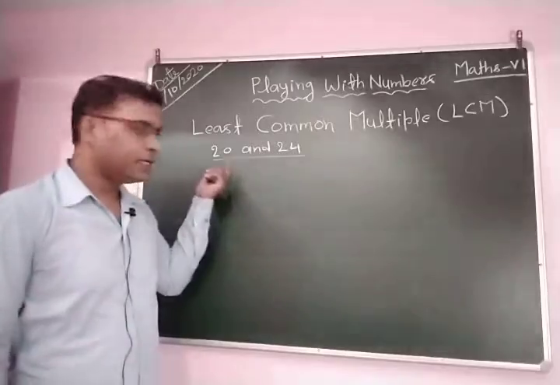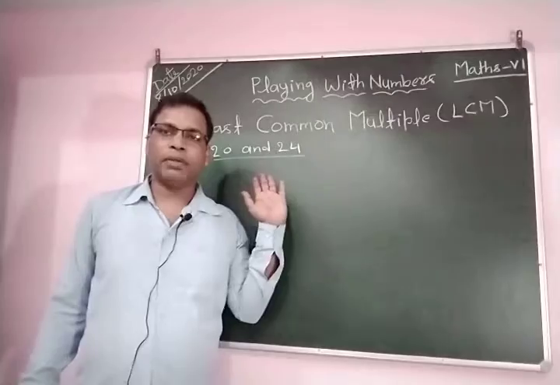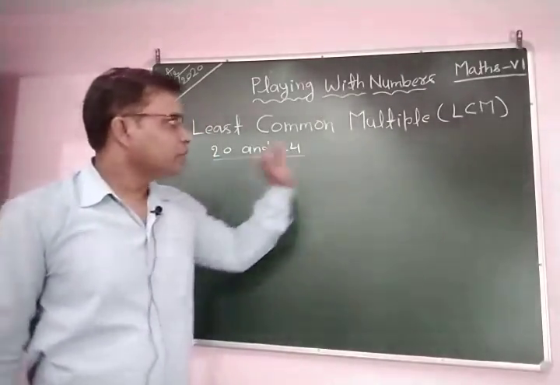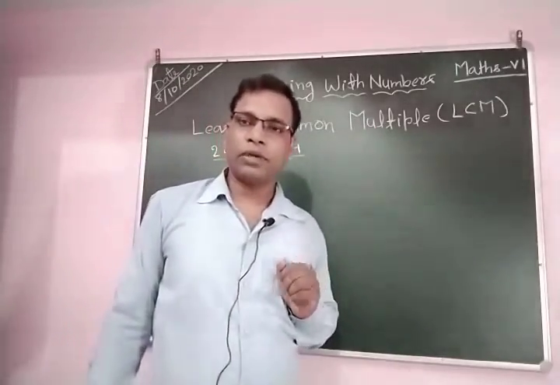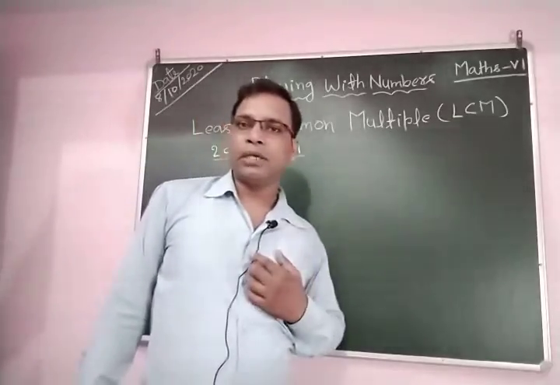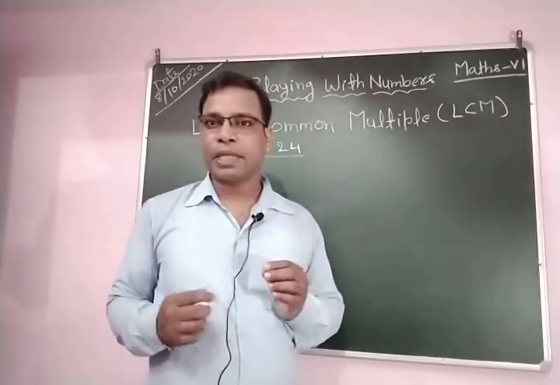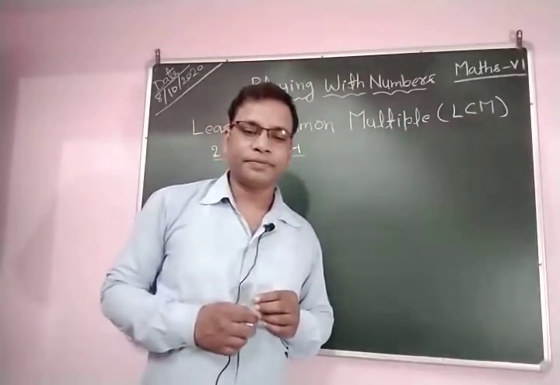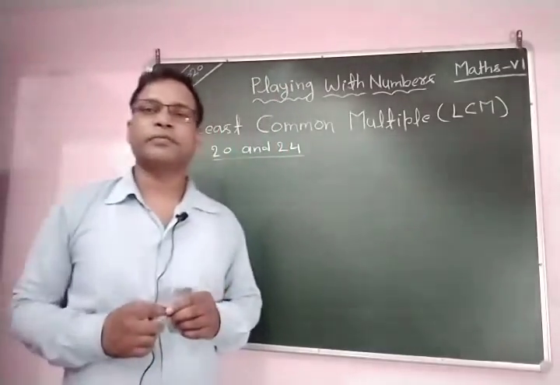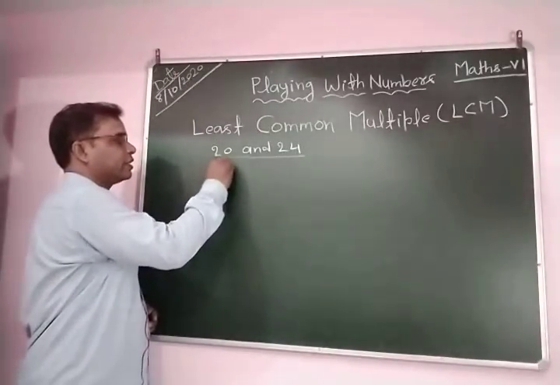Here we need to find the LCM, the least common multiple, or lowest common multiple, of 20 and 24. So according to its name, first we find the multiples of 20 and 24. After this we find the common multiples of 20 and 24, and the next step is that we find the number which is the least of the common multiples of 20 and 24. So first write here the multiples of 20.